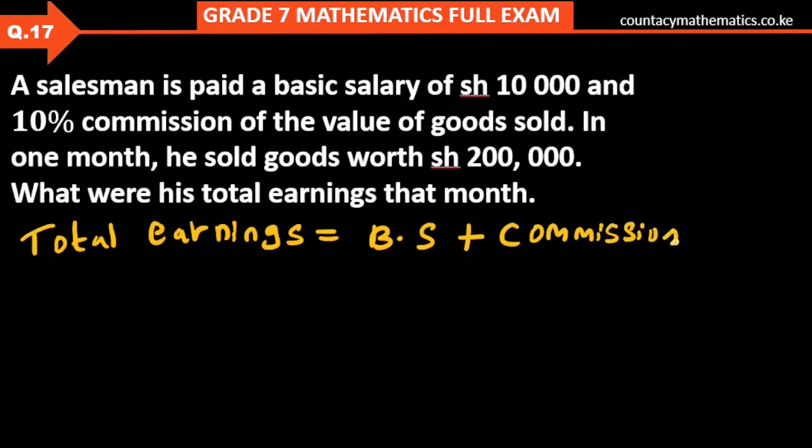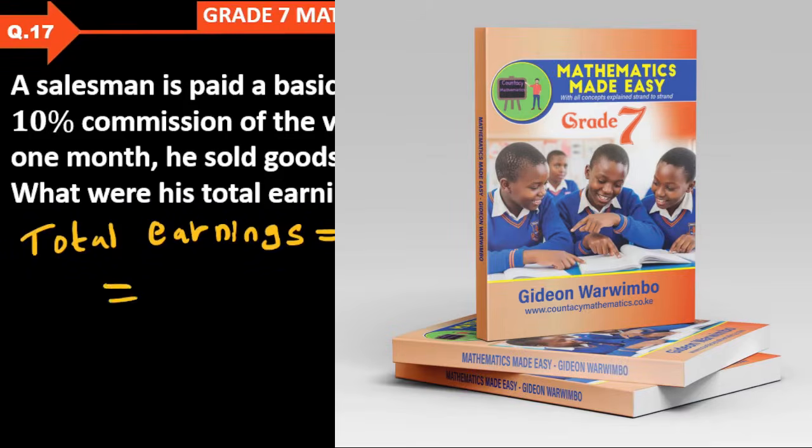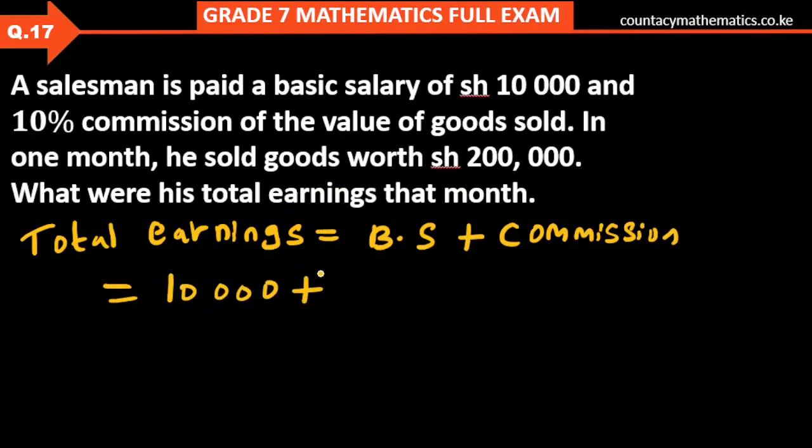And you add the commission. Therefore, the total earnings will be the basic salary, which is 10,000, and then you add the commission. The commission is 10%. The word percent means out of 100. Therefore, it is 10 out of 100 of the value of goods sold.